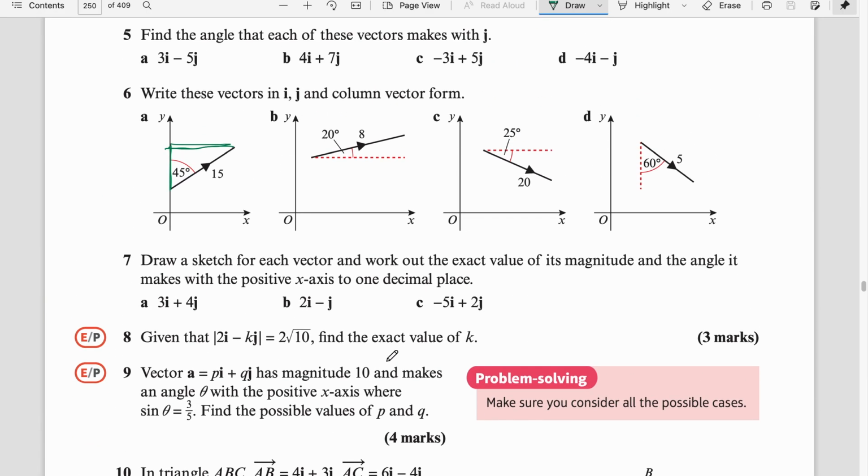Now this is the question where you're already given the direction and magnitude, and he's asking you to write the vectors in ij form. So if this is 15, you have 45 and 45. I am using sine 45. So sine 45 is equal to perpendicular over hypotenuse. So solving for P would be 15 sine 45. So this is 15 times sine 45, and I get 10.6.